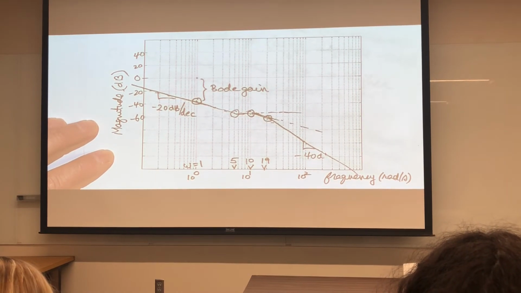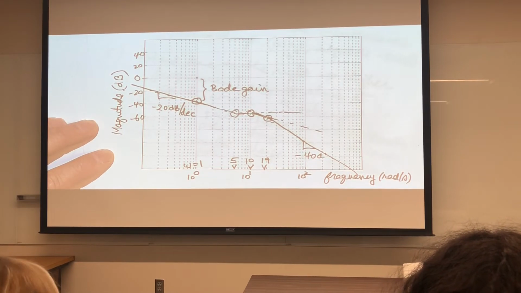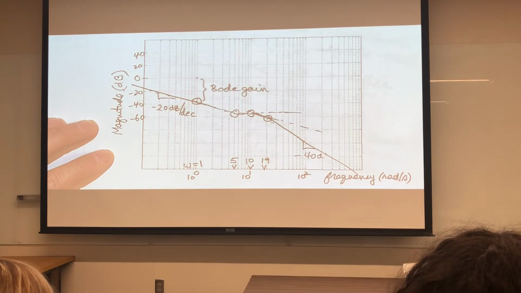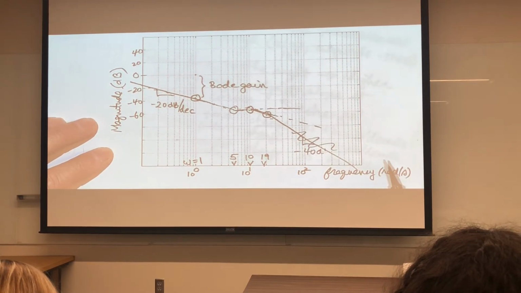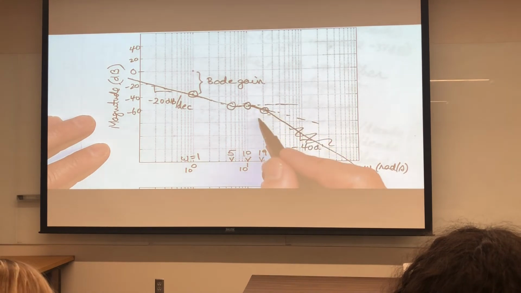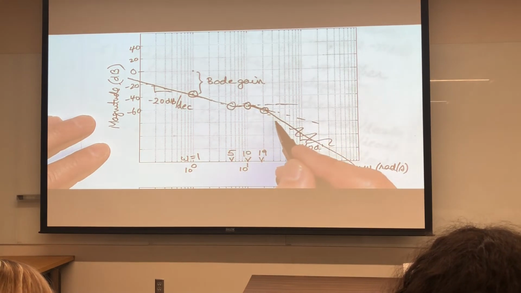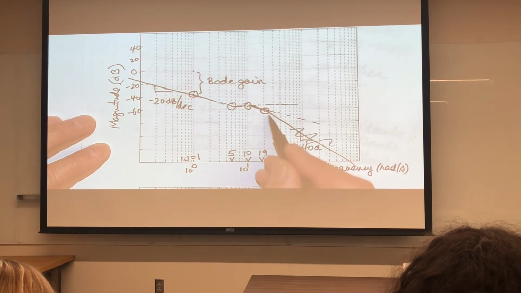What did you say? Yeah, you're right. 20 and 40 is 60. So the change should be, if this is 20 and I add another 40, so it's 60. It should look more like this.